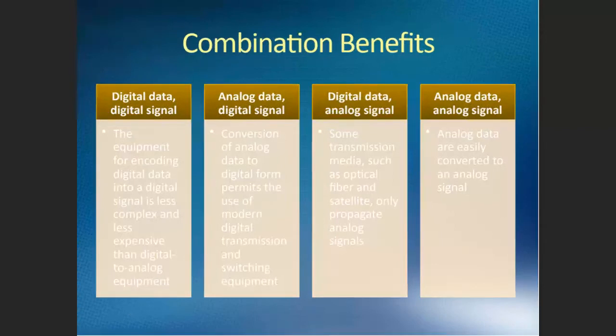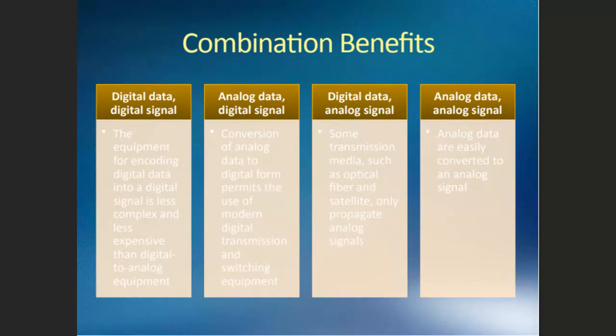Now, these are the combination benefits. Why are we doing this? What is the benefit of each one? For digital data, digital signal, the equipment for encoding digital data into digital signal is less complex and less expensive than digital to analog equipment. Always, if you are moving to digital, it is cheaper, less expensive, more efficient.